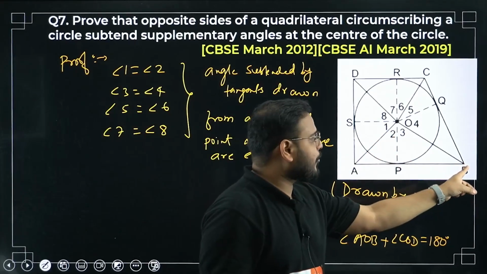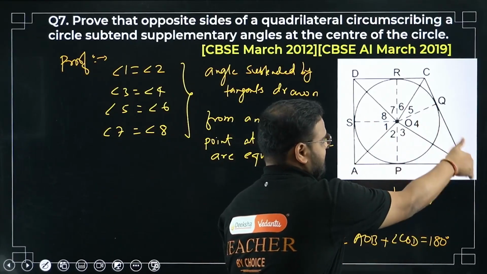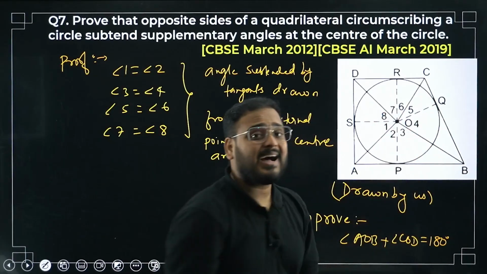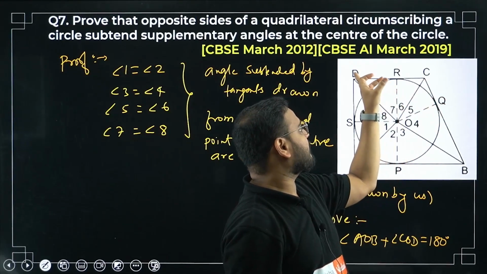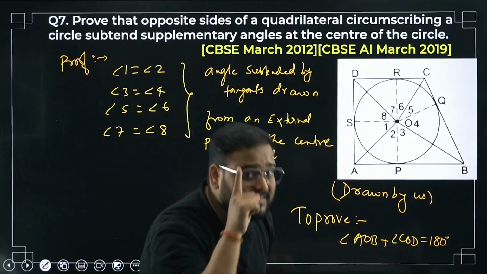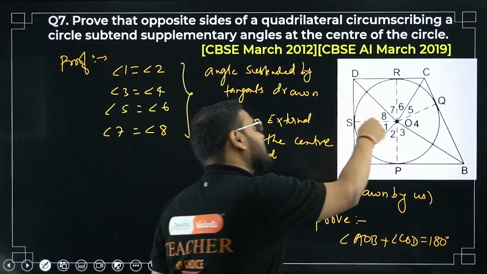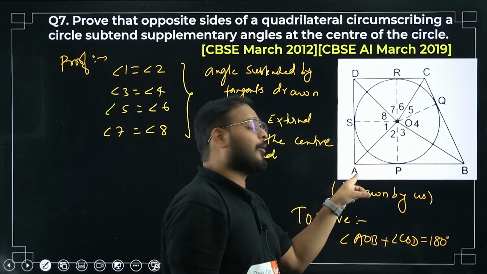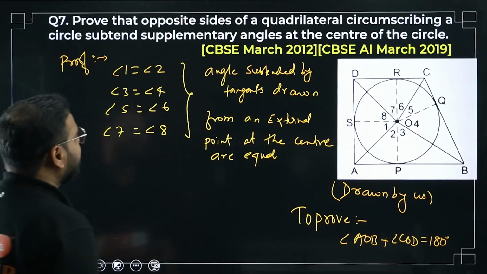Same way, from external point B, angle 3 equals angle 4. How come, sir? Angle subtended by the tangents. The tangents make the angle at the center from the external point B. Same way, from C, angles 5 and 6 are equal, and from D, angles 7 and 8 are equal. The reason again: the tangents make an angle at the center when drawn from the external point. Agreed? So 1, 2, 3, 4, 5, 6, 7, 8 are paired equal.